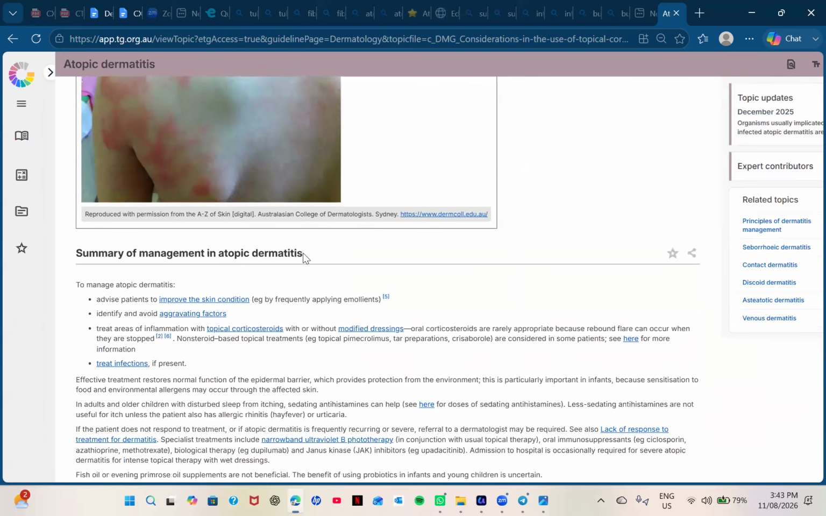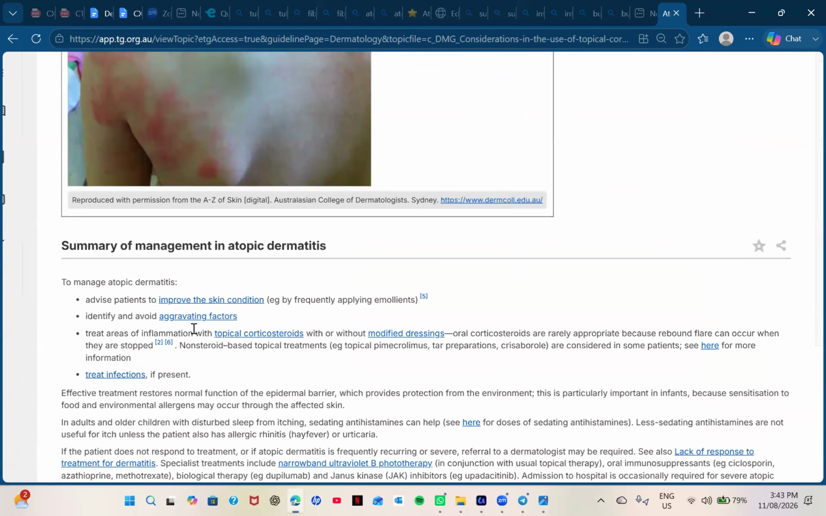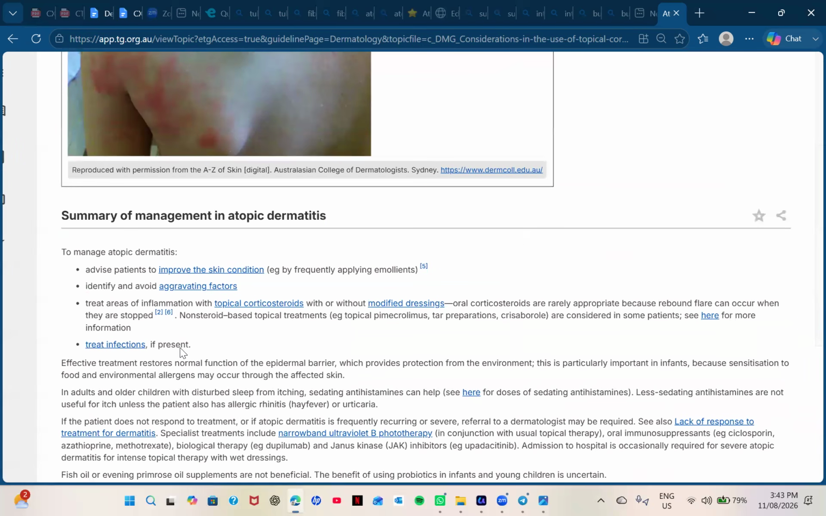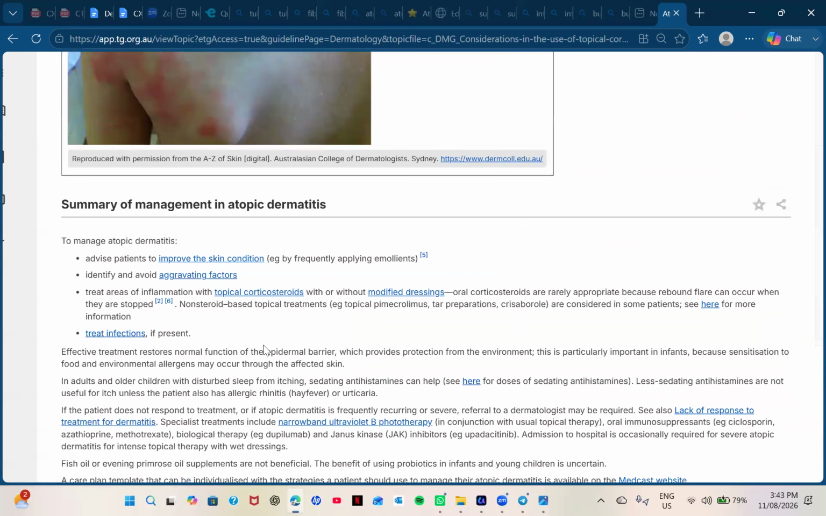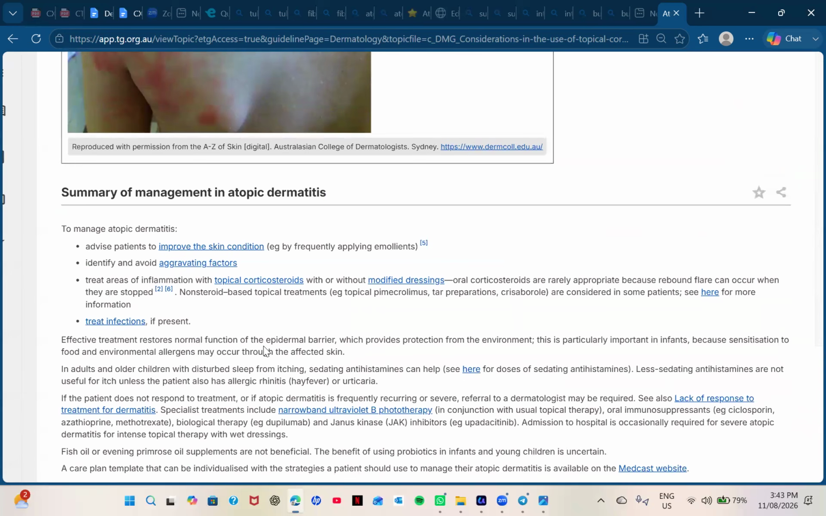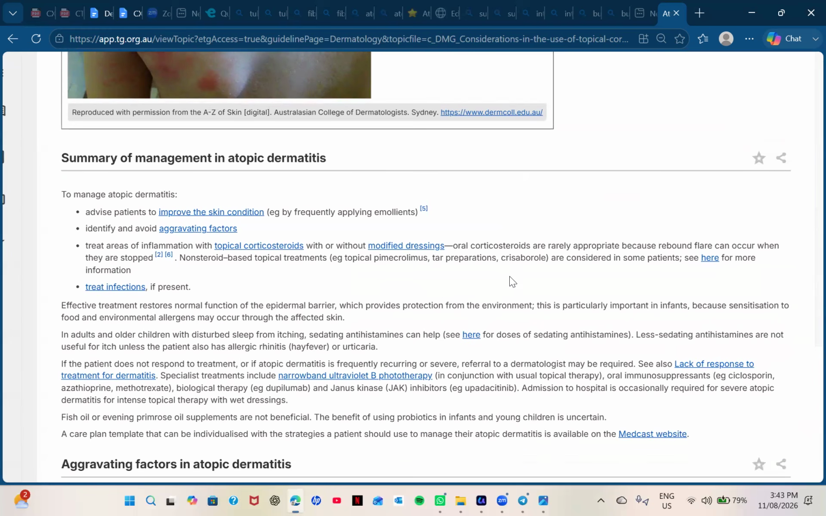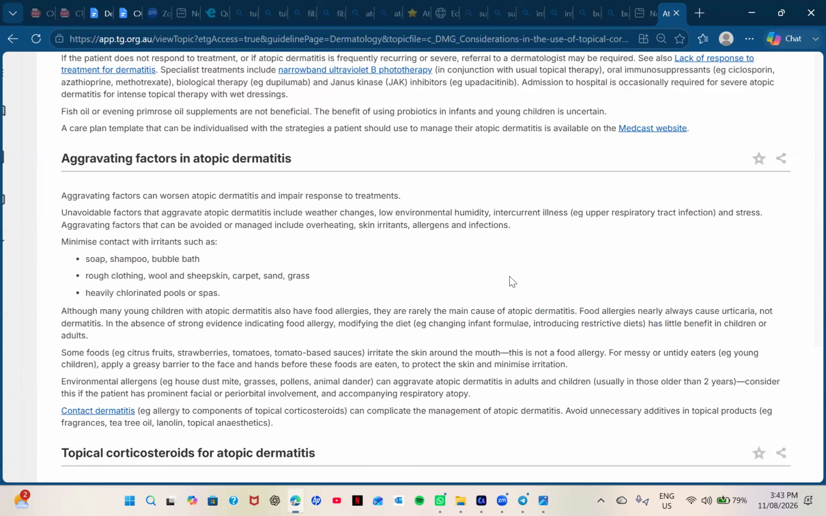In summary, management: advise the patient to improve the skin condition and identify and avoid aggravating factors. Treat areas of inflammation with topical corticosteroid with modified dressings. Oral corticosteroids are really not appropriate because rebound flares can occur when they are stopped. Those are the main things.